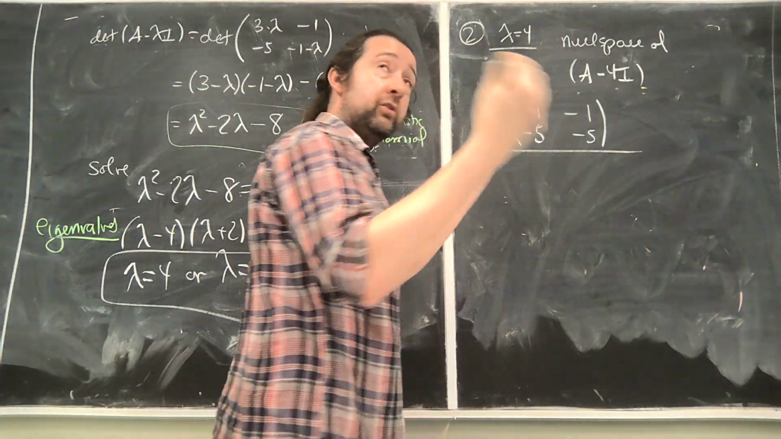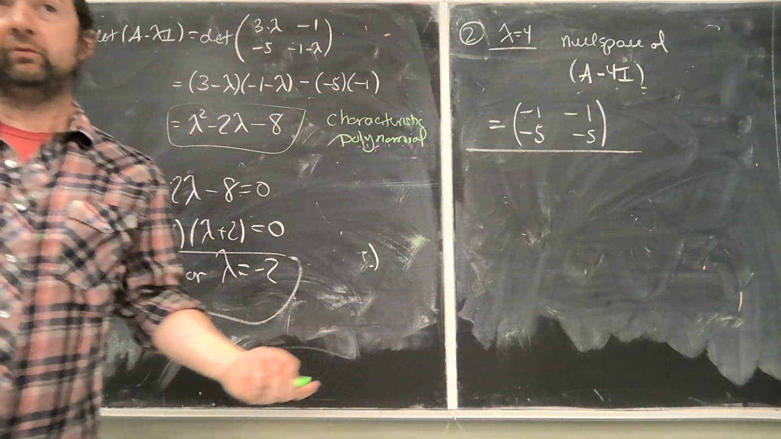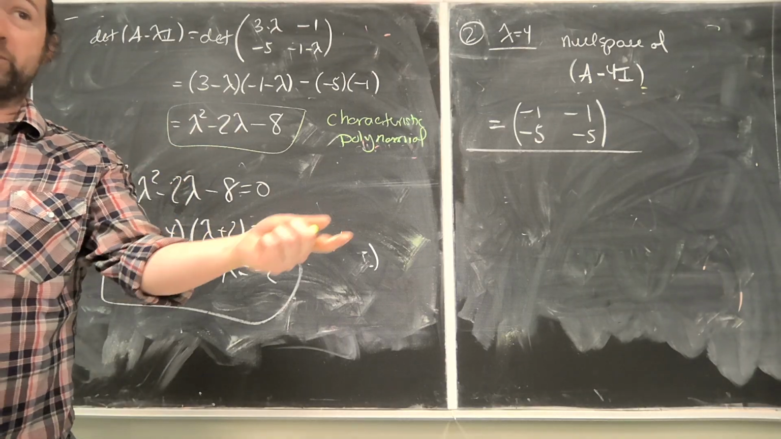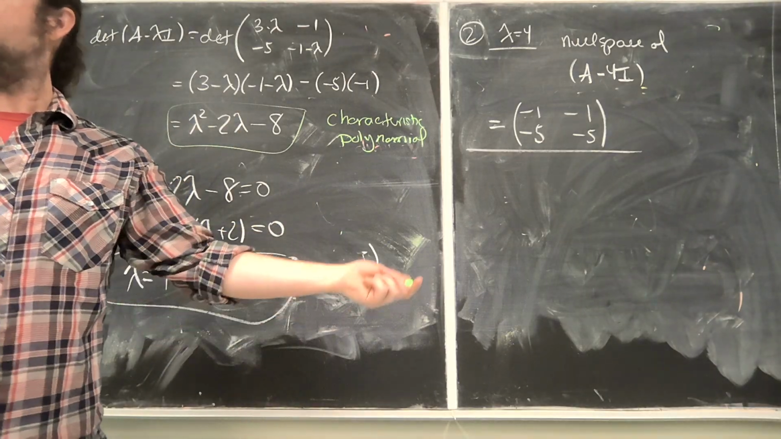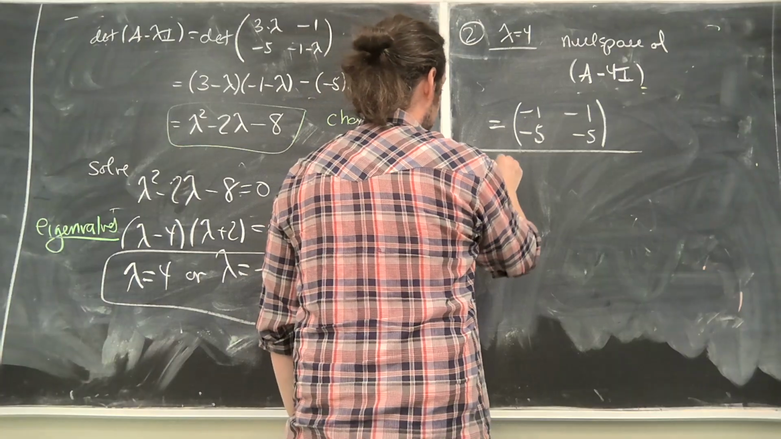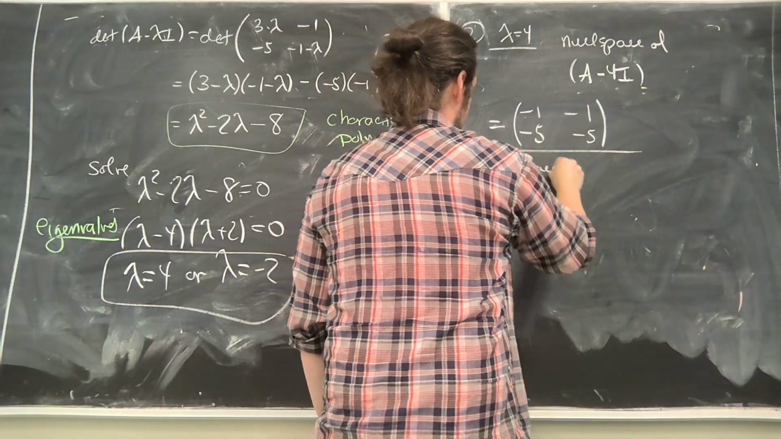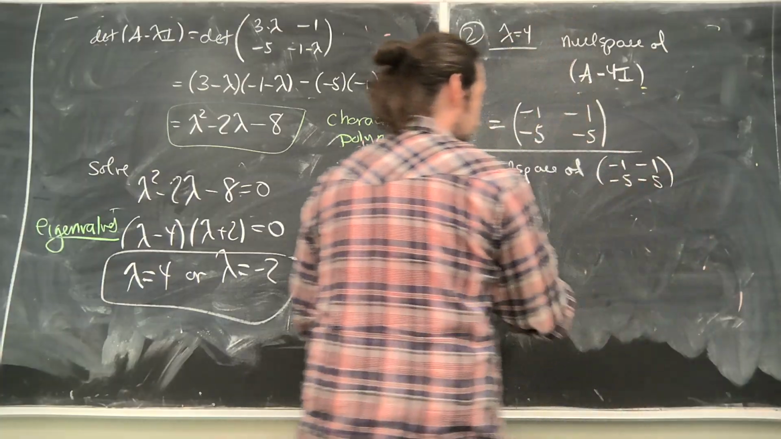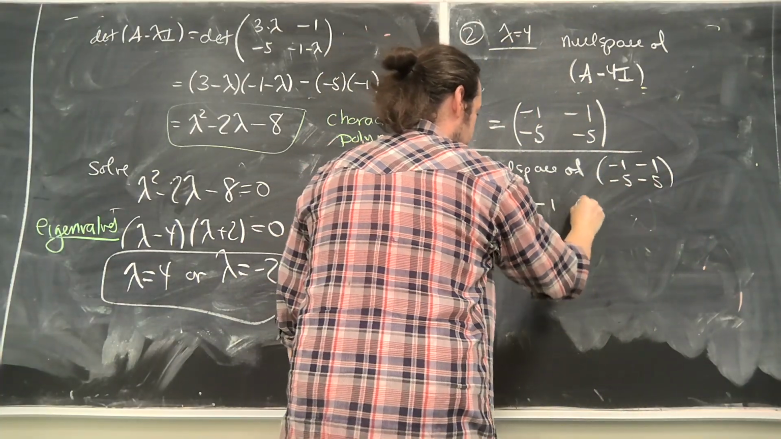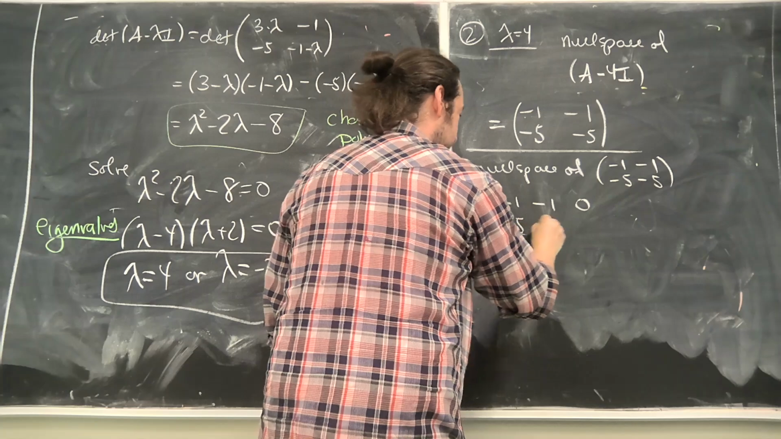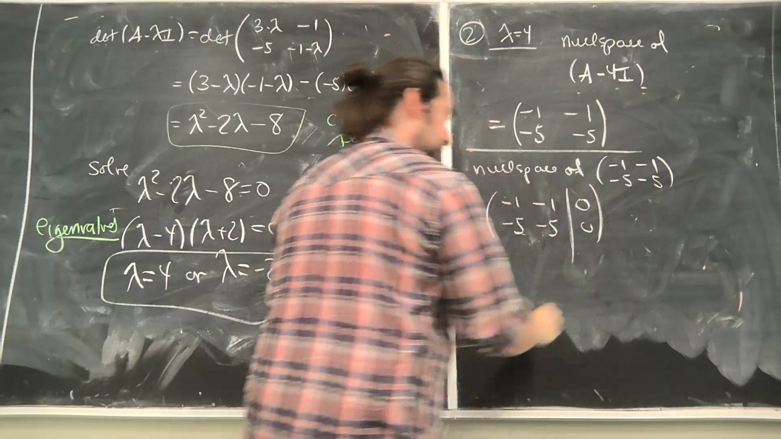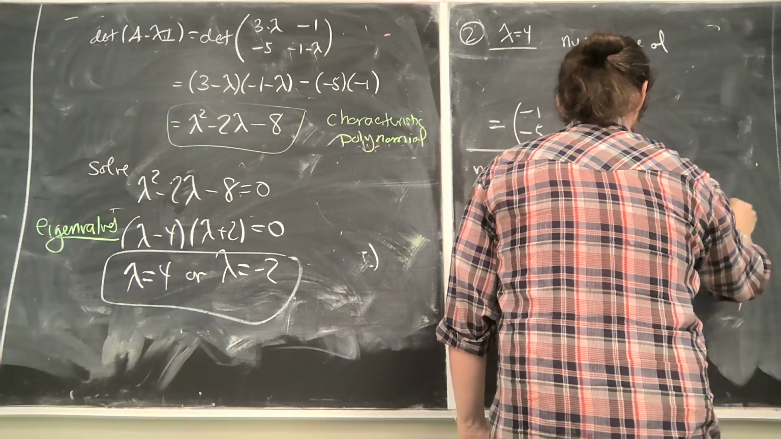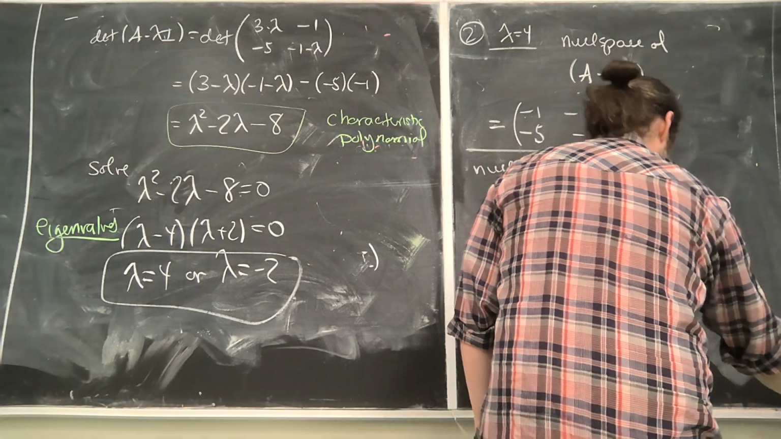So to calculate the null space of the matrix, what am I to do? Row reduce. I augment with zeros first, and then row reduce. We got one tool, it's row reduction. That's all we got. So to calculate the null space of minus 1, minus 1, minus 5, minus 5, we write down minus 1, minus 1, 0. We augment with the 0 vector. We row reduce, which gets us 1, 1, 0, 0, 0, 0.